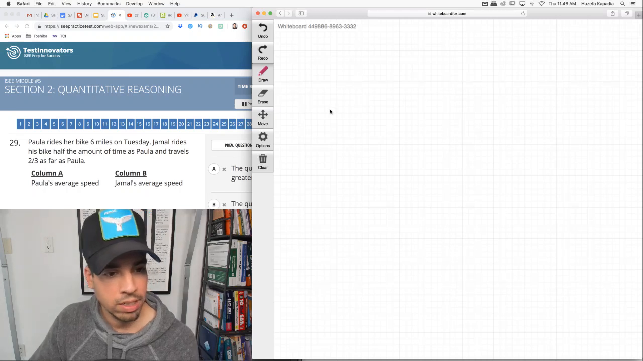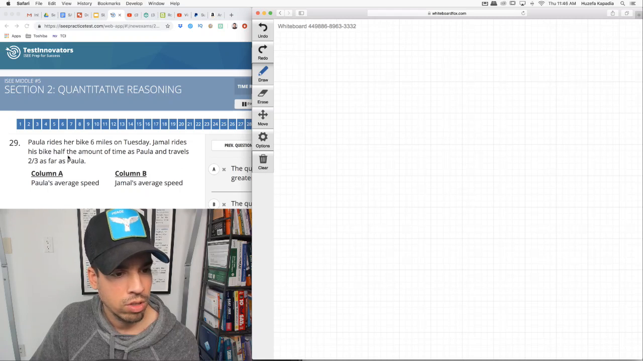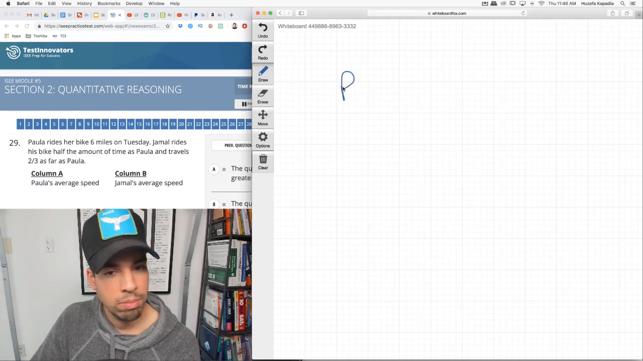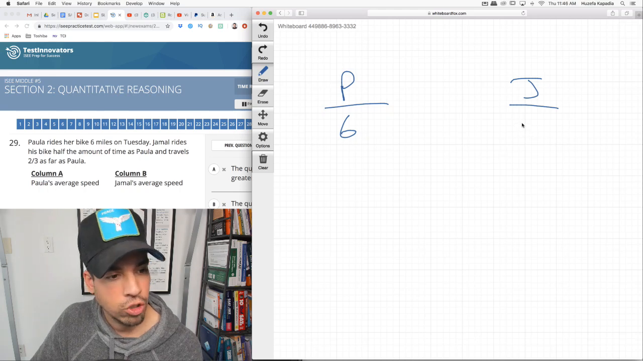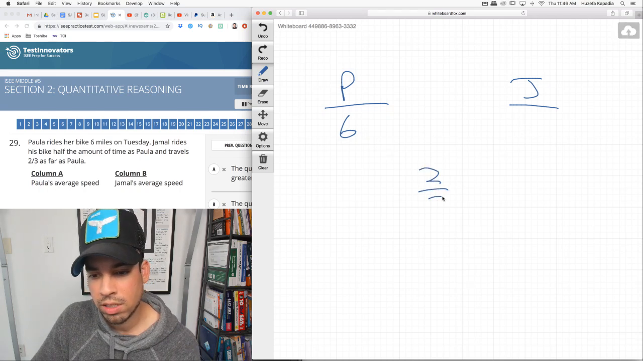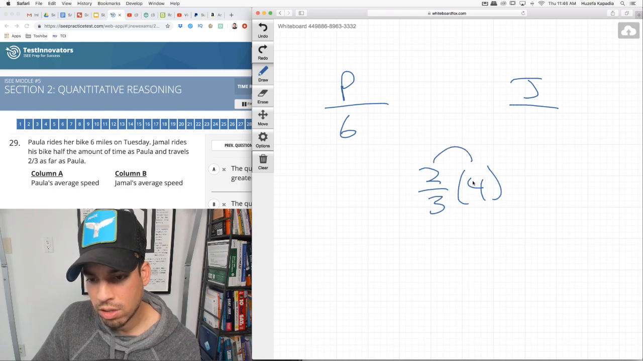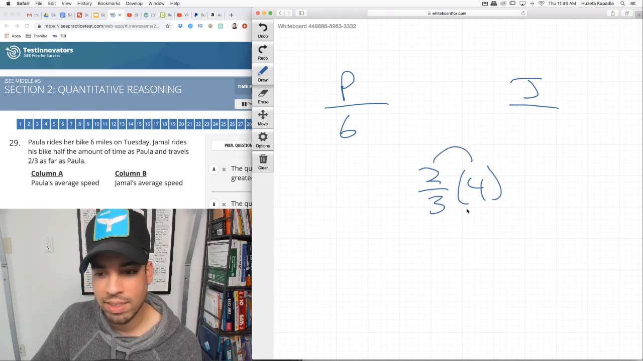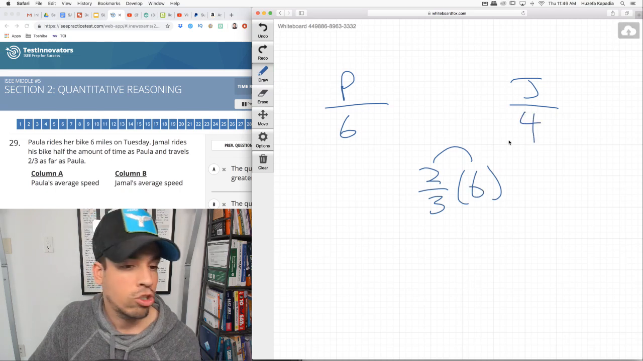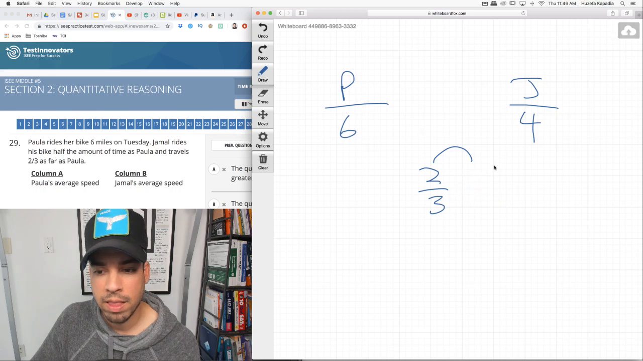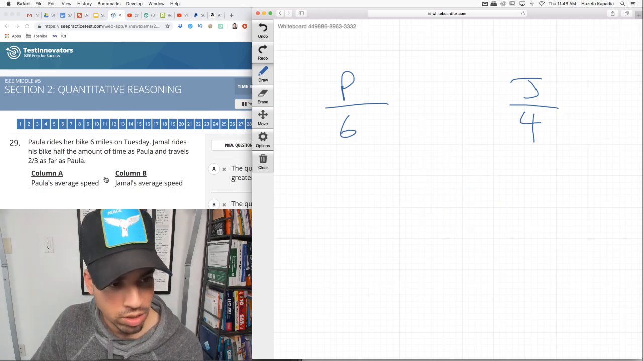Okay, Paula rides her bike 6 miles on Tuesday. Jamal rides his bike half the amount of time, but travels 2/3 of that distance. 2/3 of 6: we just multiply, 2 times 6 is 12, divided by 3 is 4. So Jamal goes 4 miles, okay? Not that that's the answer yet. And we want to know the speed.